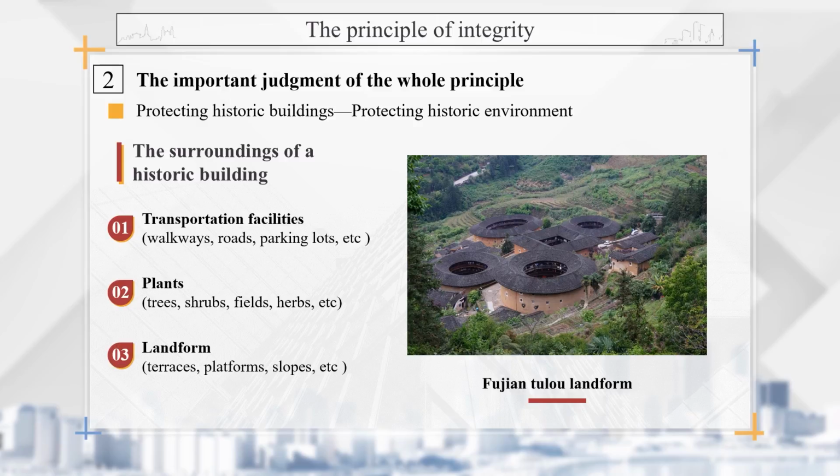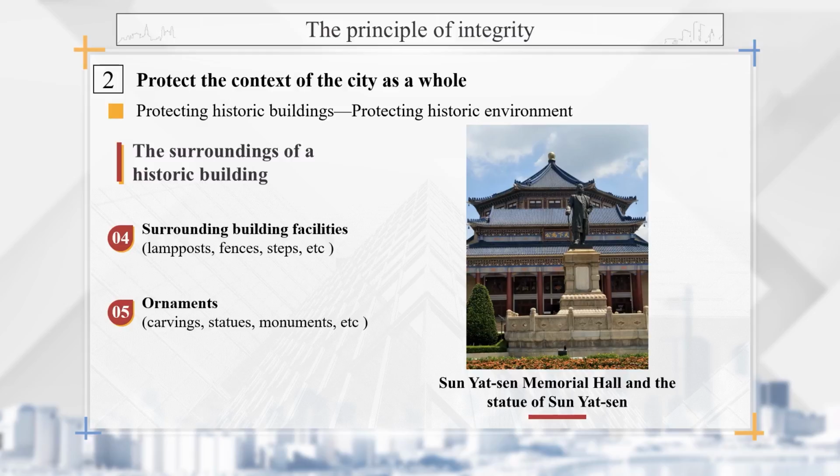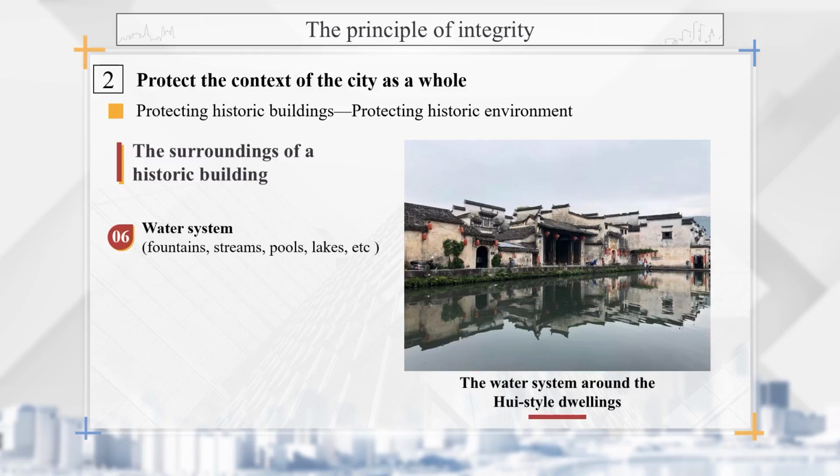Third, landform like terraces, platforms, slopes, etc. Fourth, surrounding building facilities like lamp posts, fences, steps, etc. Fifth, ornaments like carvings, statues, monuments, etc. Sixth, water systems like fountains, streams, pools, lakes, etc. Seventh, underground resources of archaeological value.